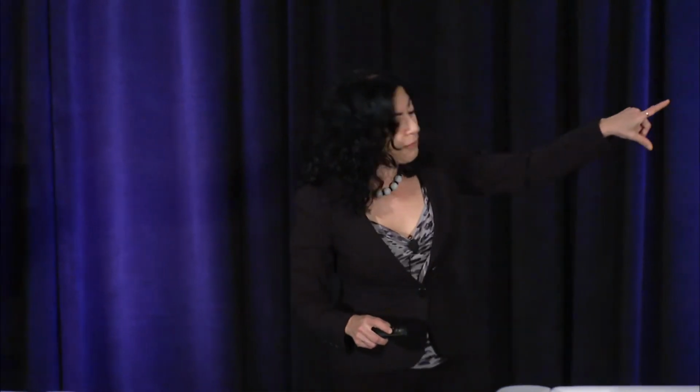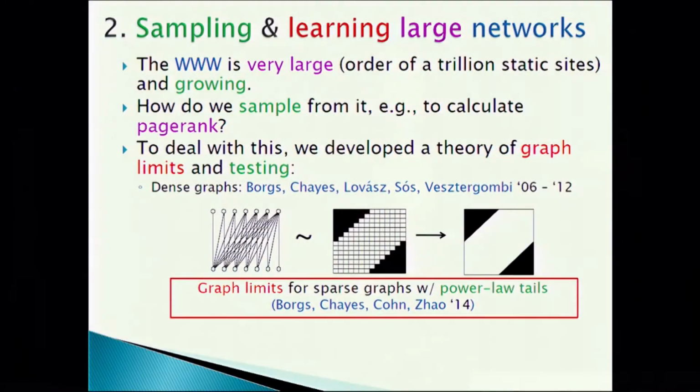So I'd want to fit it to some kind of a continuous model, and then show that if I sampled from this continuous model, I could tell you what Facebook is going to look like 5 years from now. So we first did the theory for dense graphs. Facebook is not dense. No massive graphs in the real world are dense. Dense means n sites of order n squared connections. Well, that can't possibly be.